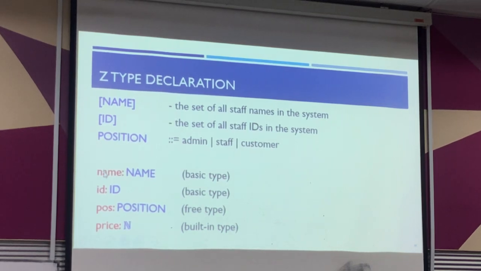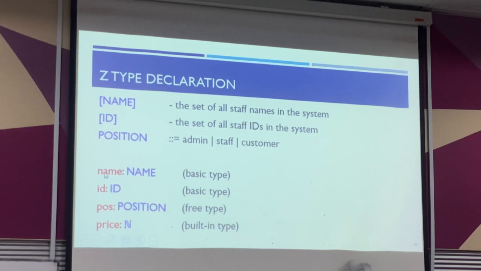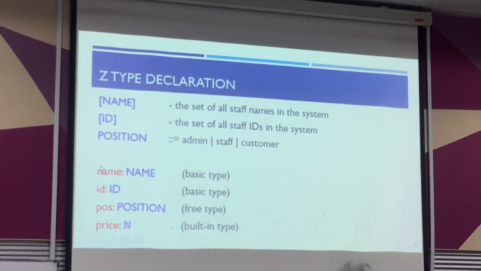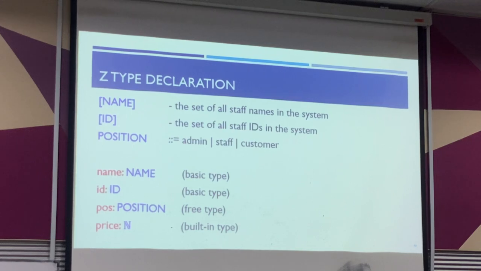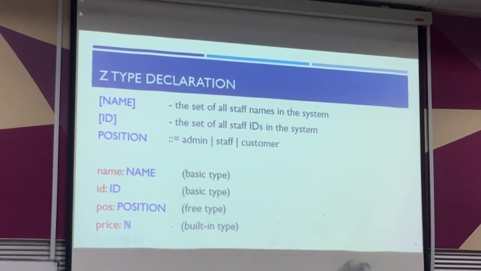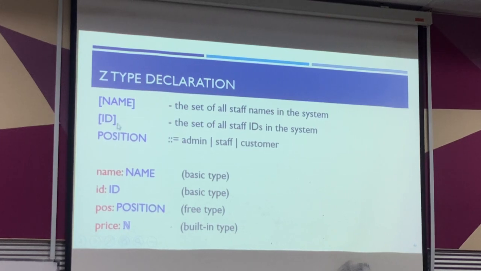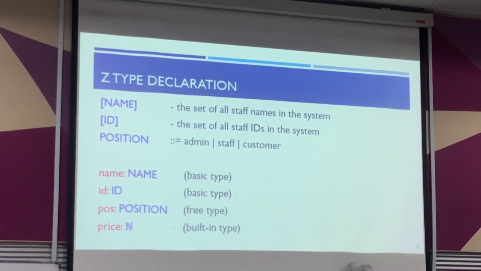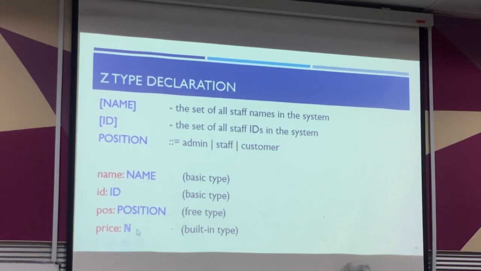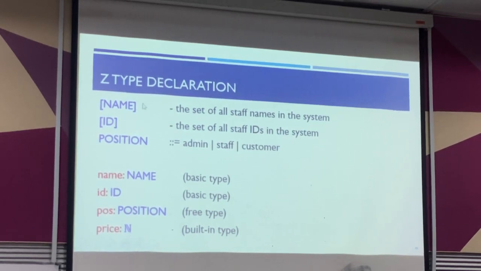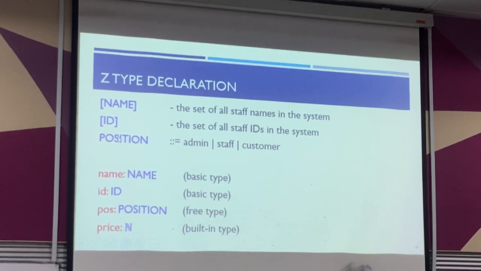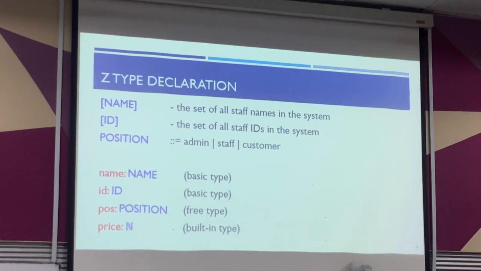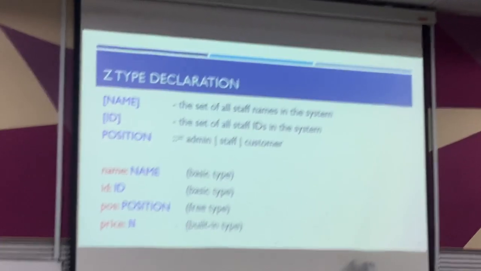Okay, then how to declare? You put the name of the type. Name means that my name here, this is my variable, colon name, means that the data here, the name, will be string data. String data that I will represent in my database. ID also string data. Position is either admin, staff or customer, either one only. And then price, let's say, is built-in, so I don't need to put it here. Built-in means I can straight away use it in my system. So this is how you declare an individual.